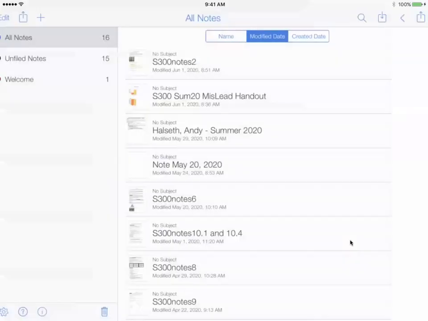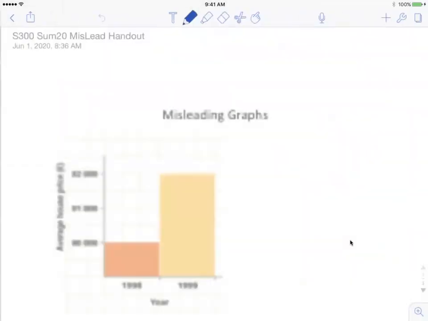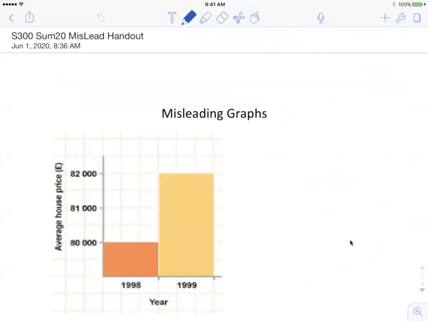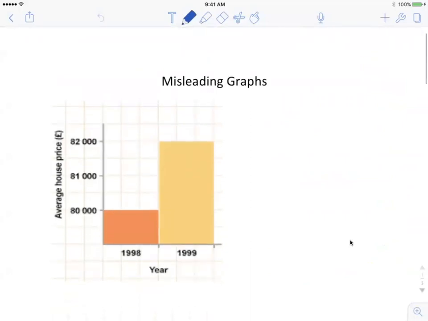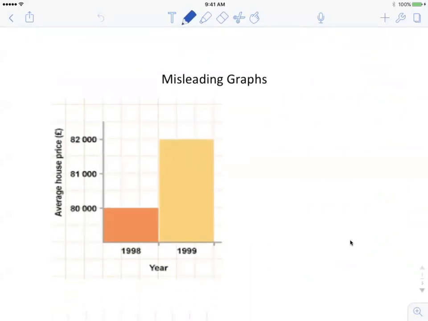One other thing I'll talk about in this video is when graphs go wrong or mislead you. So I'm going to bring up a different handout, which you also have access to. It's just called Misleading Graphs, right? So here's a graph, talks about average house prices and comparing 2 years. Whoa, look at this, 1999, the price of houses skyrocketed, right? As compared to 1998 based on this display.